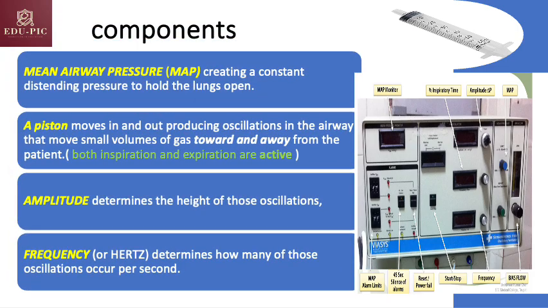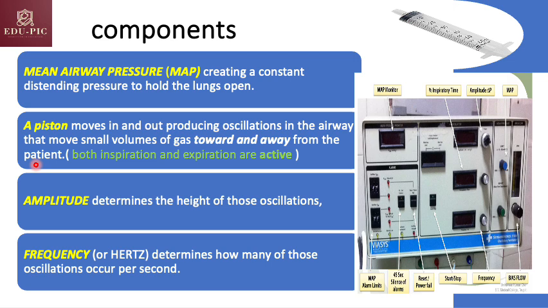So what are the components of high frequency oscillatory ventilation? You can say there are mainly four components. The first one is a MAP or mean airway pressure, which is creating a constant distending pressure to hold the lung open. The second is a piston, which moves in and out, producing oscillations in the airway that move small volumes of gas toward and away from the patient.